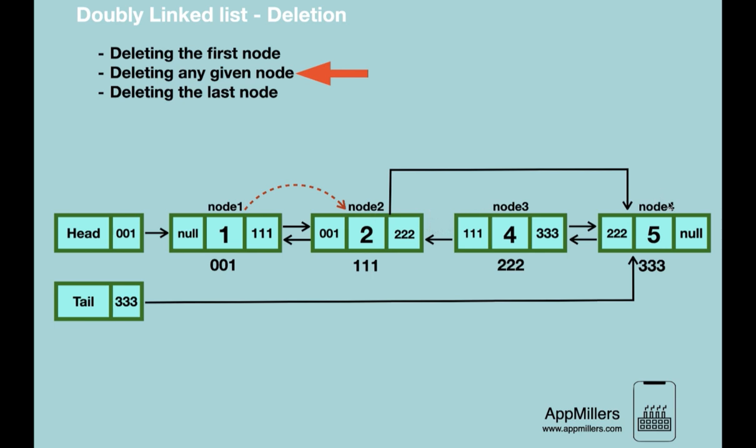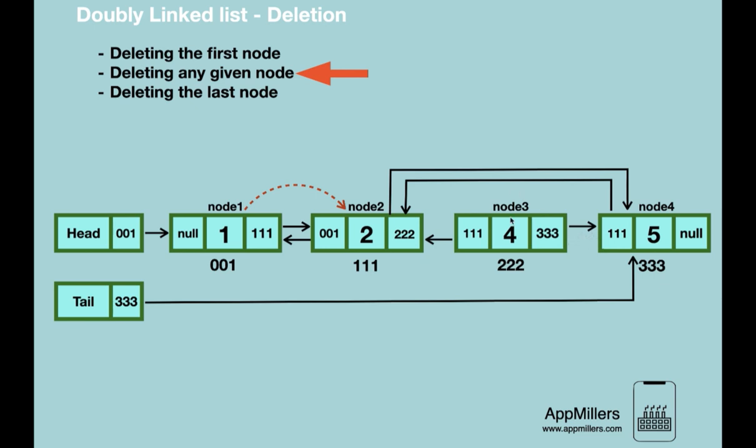Then we need to create a reverse link from node 4 to node 2. So we update previous value of node 4 to the physical location of node 2. So we know that physical location of node 2 is 111. If we set previous reference of node 4 to 111, it will create reverse link between node 4 and node 2. So by doing this, a reverse link between node 4 and node 3 gets deleted.